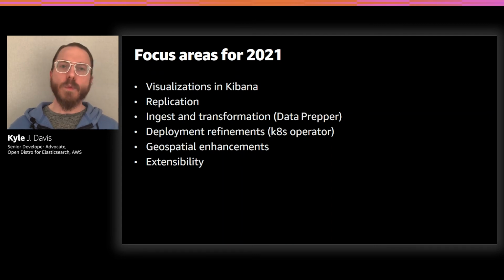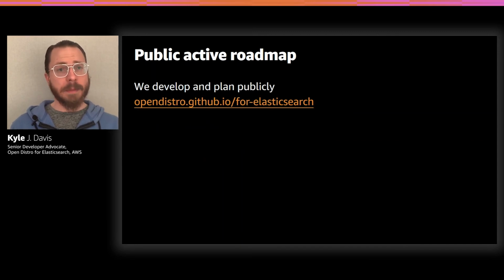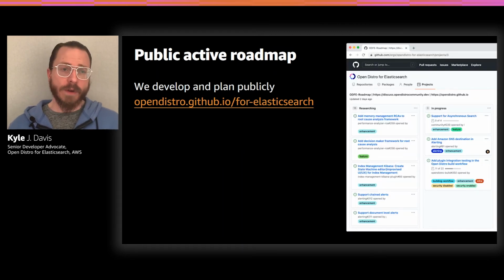So one of the cool things about Open Distro for Elasticsearch is that we work in the open. We work in public. And as such, we have a public active roadmap. It's available on our website. And this is the thing that we work from. We don't have a super secret roadmap that we keep internally. We are built as an open source project. So our developers are looking at this GitHub roadmap every day. We live and die by it. And we share it with you so you can see what's going on. We're completely transparent in that regard.